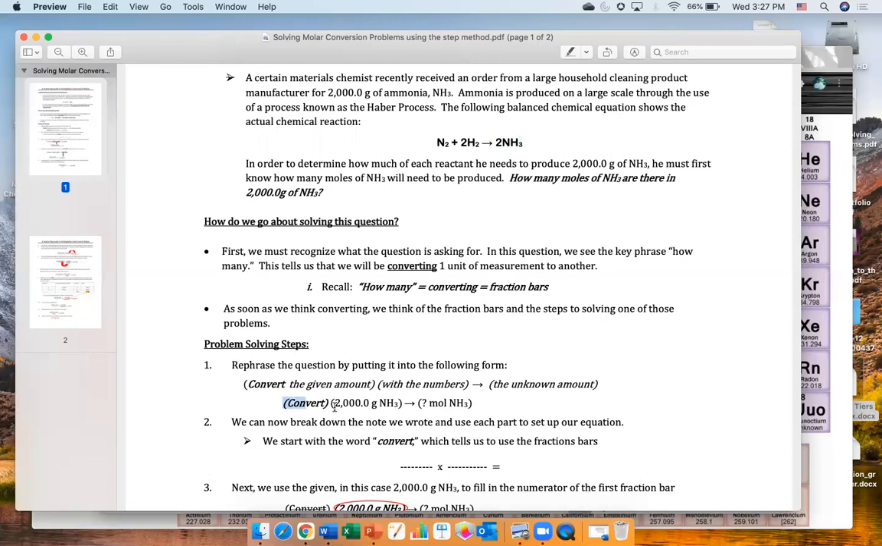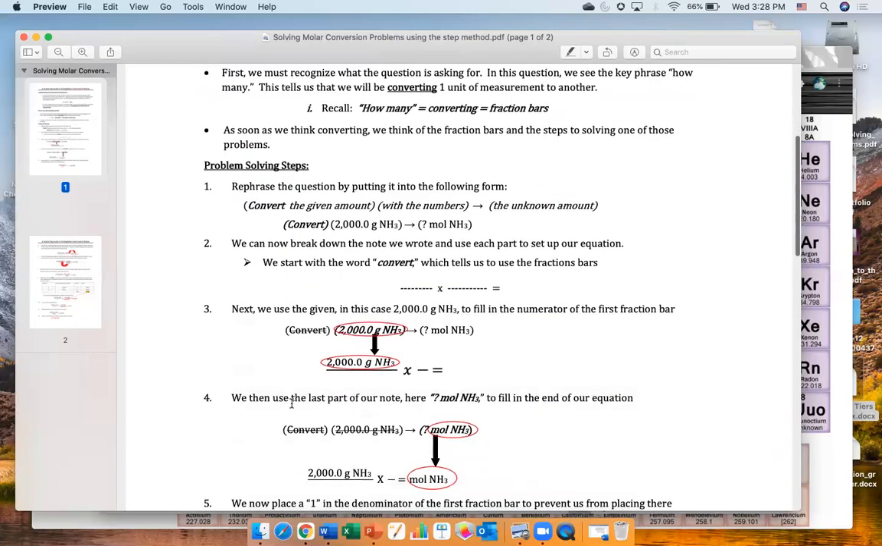It's always to rewrite your conversion question using this little phrasing. So the reason that I want you to do this is I'm going to use this to start to build my equation. So I'm going to cross each of these parts out one at a time. And each of these parts is going to tell me to write something down. So we're going to go on to step 2 next.